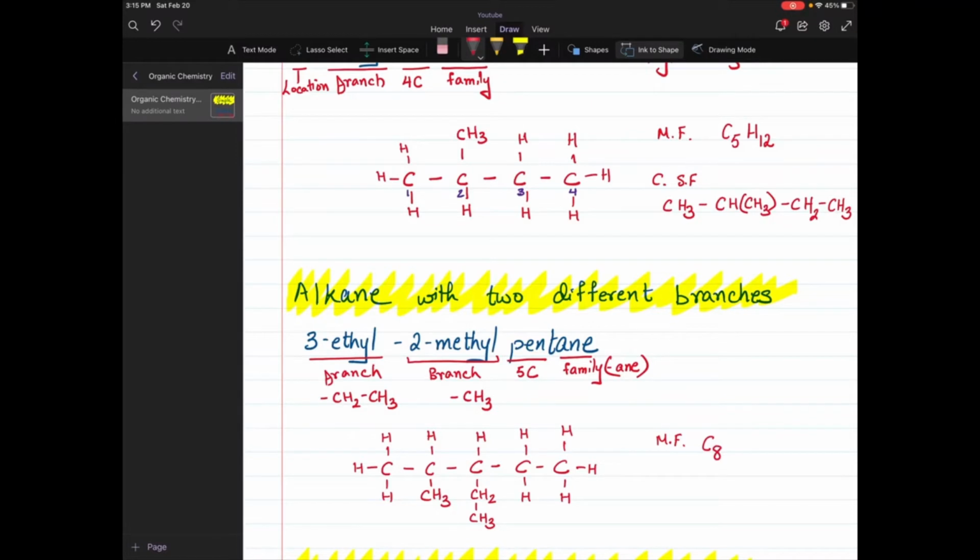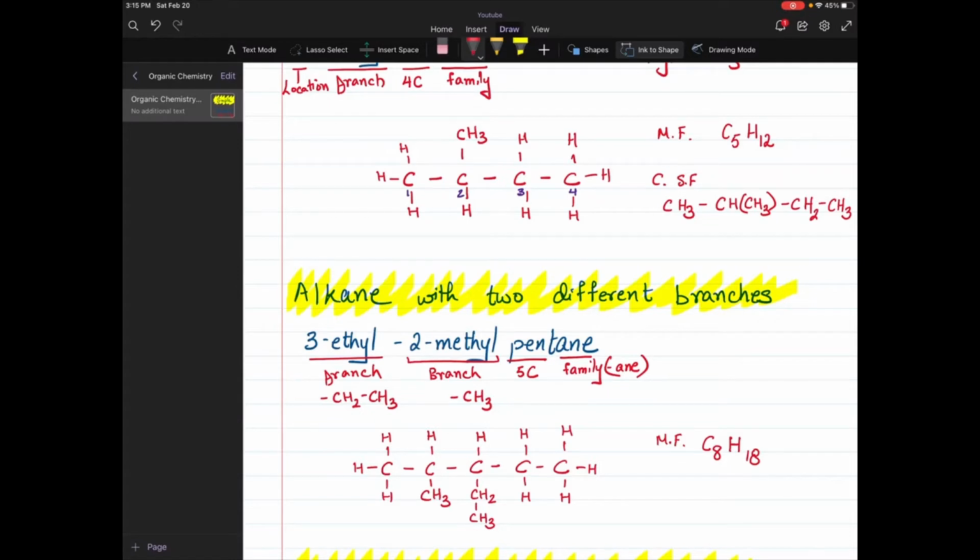So we have 8 carbons, and then the number of hydrogens, 18 hydrogens. You can check that: we have 3 plus 3, 6, 7, 8, 9, 10, 11, 12, 13, 14, 15, 16, 17, 18 hydrogens. So we have 18 hydrogens there.